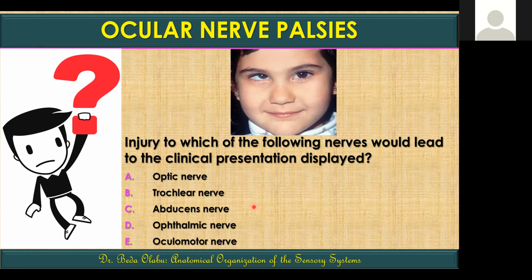Superior oblique. So this is what we get if you injure the superior oblique muscle. This is a type of squint you get if you injure the superior oblique muscle. And the question is, which nerve would that be? Trochlear. Good. So this is fourth nerve palsy.